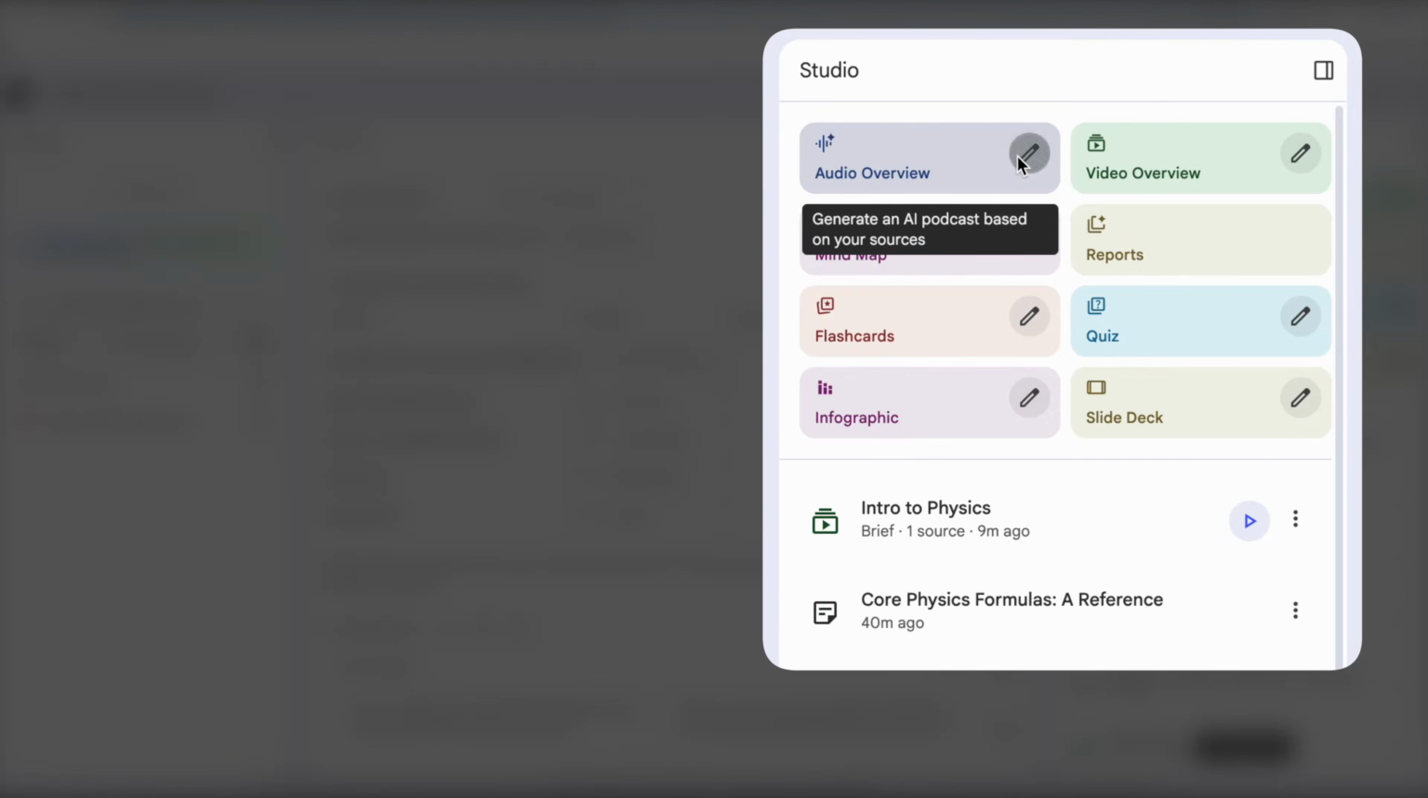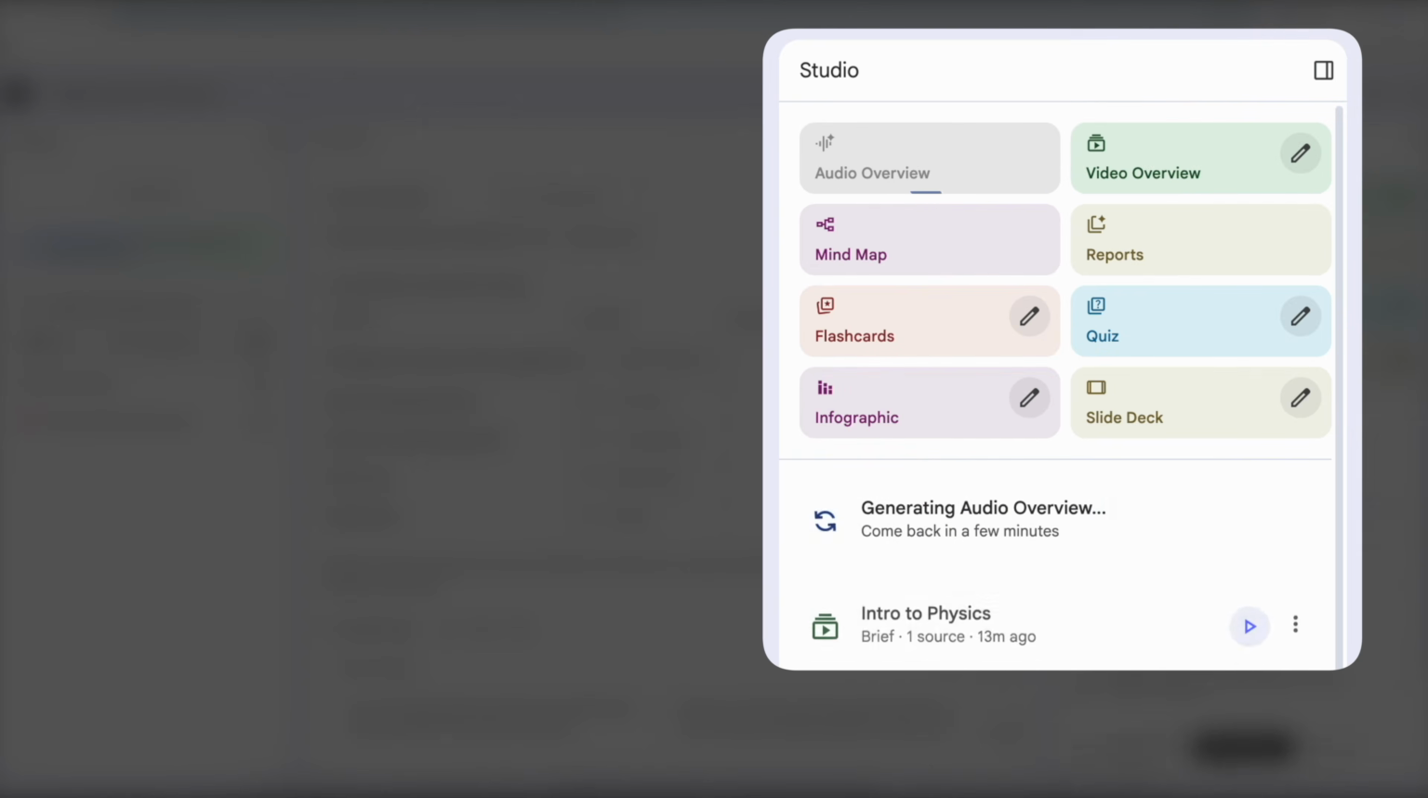So now I'm going to do a deep dive audio overview. And because of the time limit, I'm actually not going to listen to it. I just want the interaction.